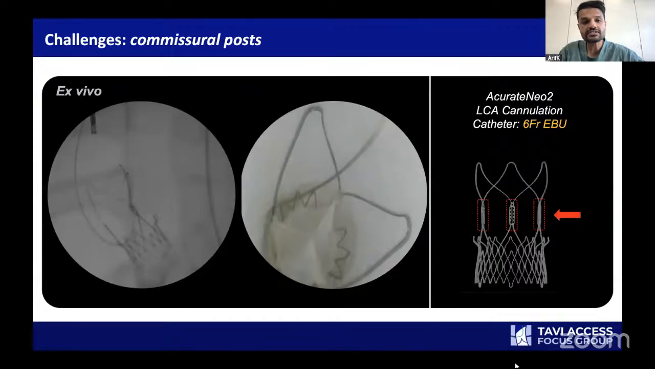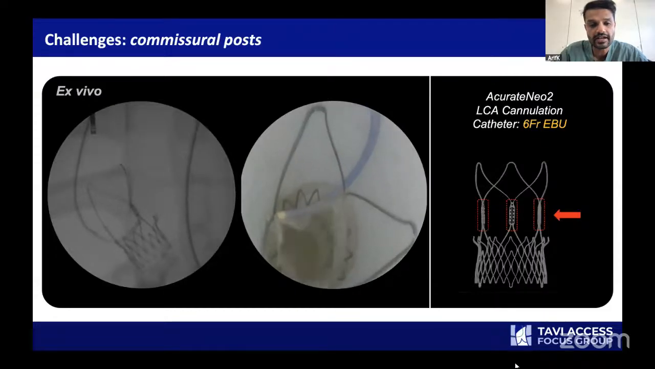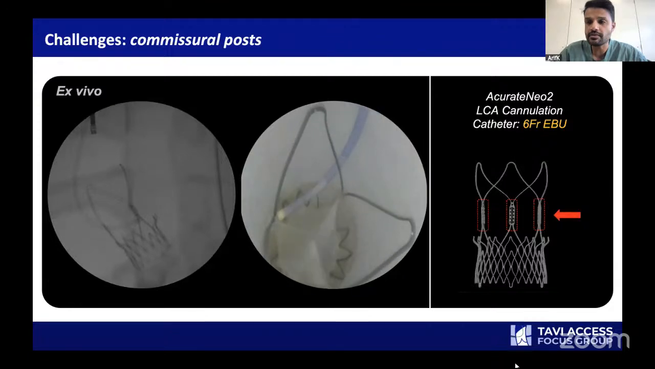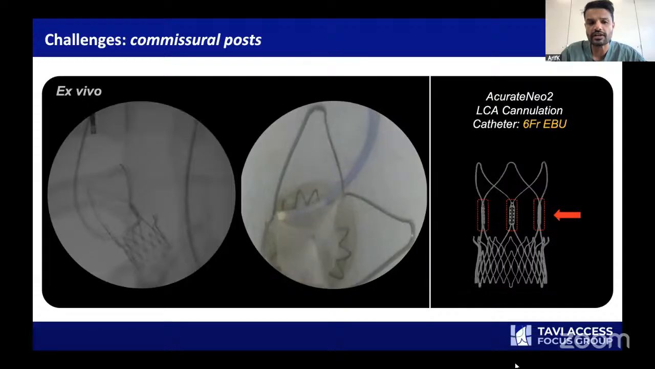So with this, I'd just like to share with you some insights. Some of the challenges that we face: this is native TAVI. This is a tall frame Accurate valve. You can see on the left-hand side, you're coming with your EBU, you're trying to push, but for some reason, everything looks like it should be fine. You've got a well-aligned valve, your depth is okay, but you just keep pushing against something. You may not appreciate that. You look on the inside and you realize you're hitting a commissural post.